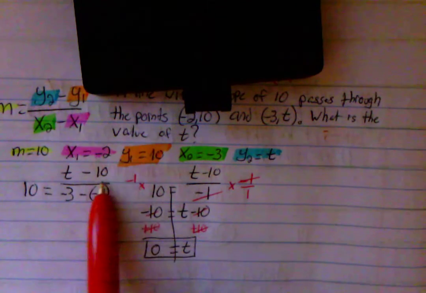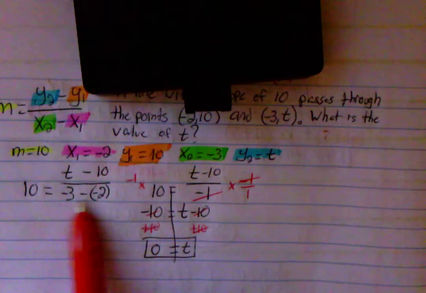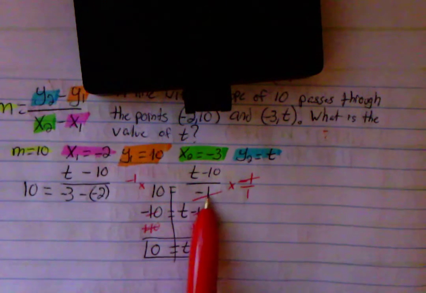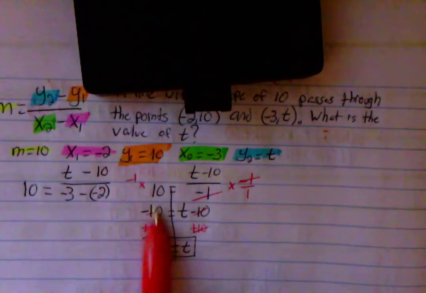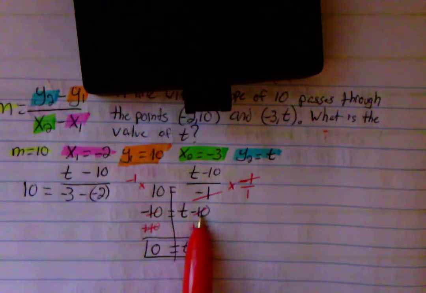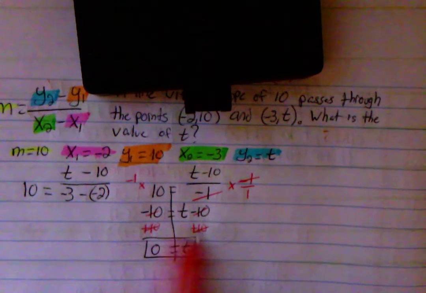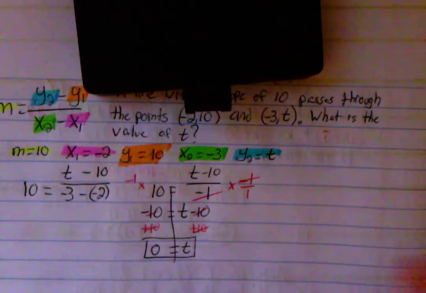So let me go over that again. I did 10 equals t minus 10, negative 3 minus negative 2. Negative 3 minus negative 2 is negative 1. To get rid of the negative 1, I multiplied by negative 1 both sides. Negative 1 times 10 is negative 10 equals t minus 10. We need to isolate t, add a 10 on both sides. Negative 10 plus 10 is 0, 0 equals t.